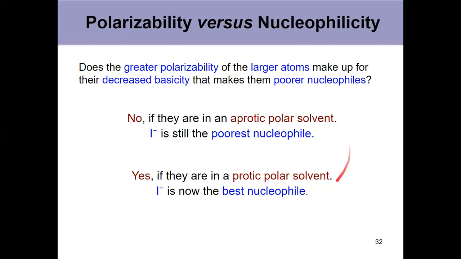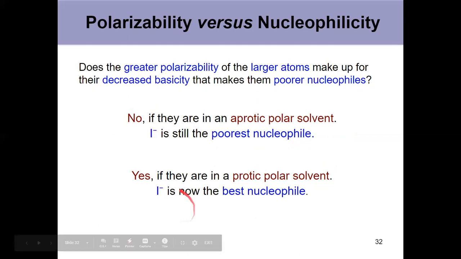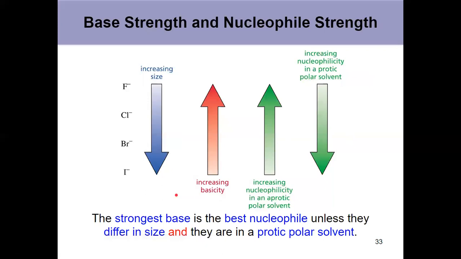And identifying the solvent present is important because that will control the nucleophilicity. So answering our question, no. Polarizability does not outweigh the decreased basicity if you're in an aprotic polar solvent. So iodide would be a bad nucleophile, a poor nucleophile. But if you're in a polar protic solvent, then now larger atoms are better nucleophiles, which is summarized in this slide right here. Slide 33.